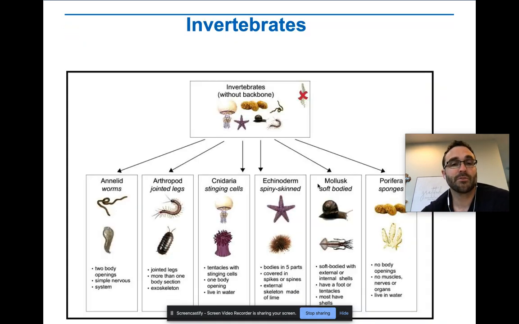All right. So invertebrates, there's a lot of them. Approximately 95%, give or take a couple hundred million, are invertebrates. So of all animals, 95% of them are invertebrates. So think of something that doesn't have a backbone or anything like that.